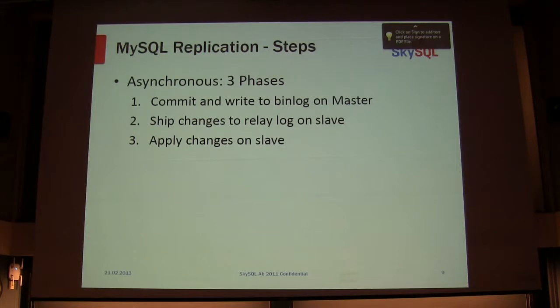So if a master crashes and step two hasn't been reached, it means that your transaction only exists in the binary log of your crashed master. If you can still read the binary log, you might be able to get the transaction. If your disks went, the transaction is gone forever. So there's no guarantee that your transaction will actually reach the slave.